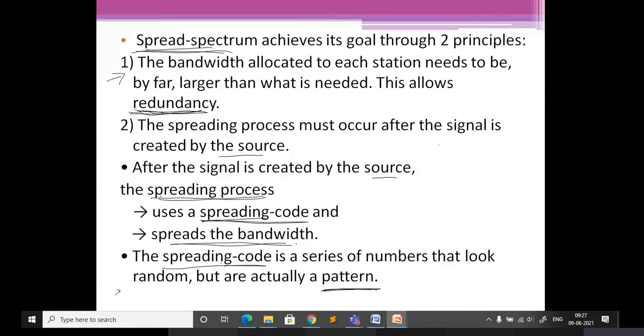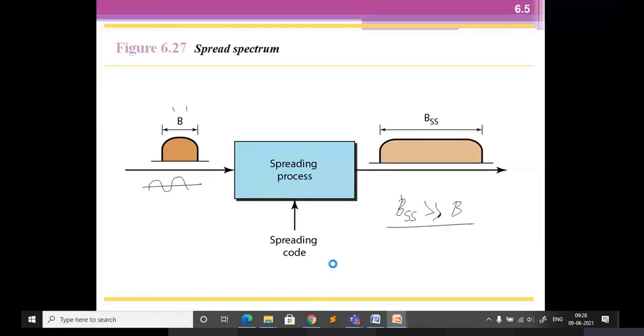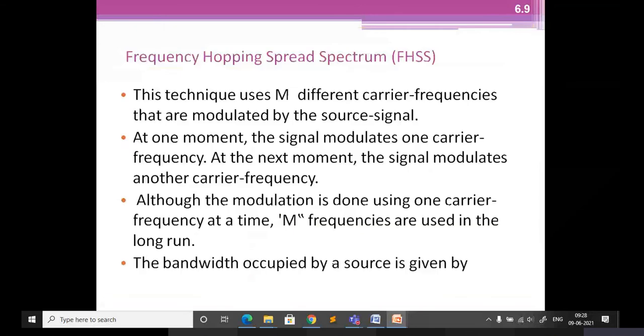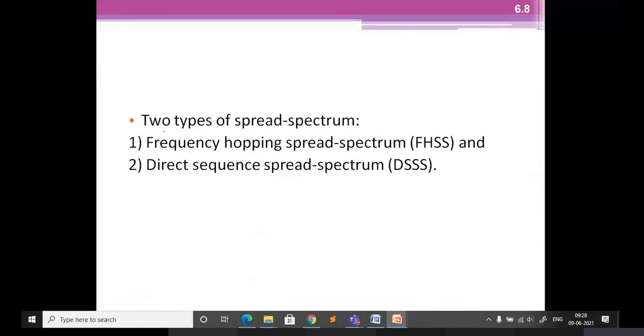So what is spread spectrum? What is the goal? What are the principles to be followed? Let me go with the first method. There are two types: one is frequency hopping spread spectrum, and the second is direct sequence spread spectrum. In short, we call them DSSS and FHSS. In the question paper, they may ask this topic for 6 to 8 marks, just for explanation. What is spread spectrum? Explain the different types. Or if they ask only one method, then you have to explain it in detail.